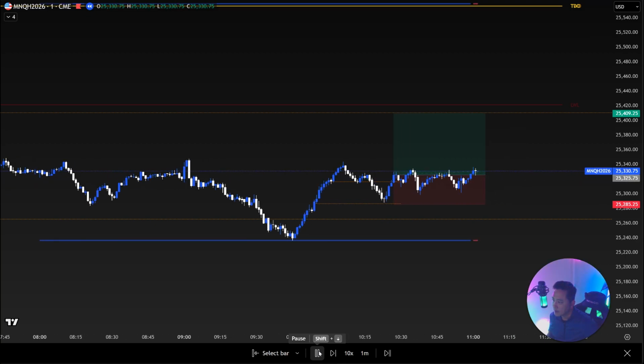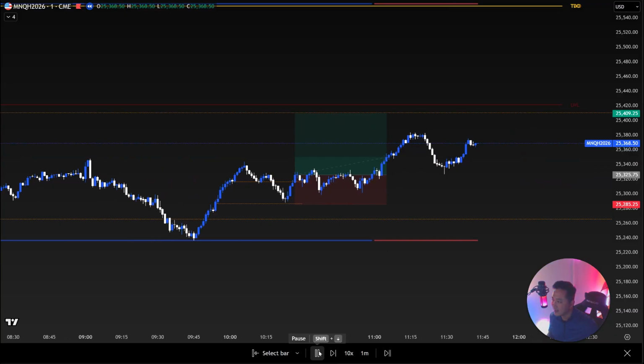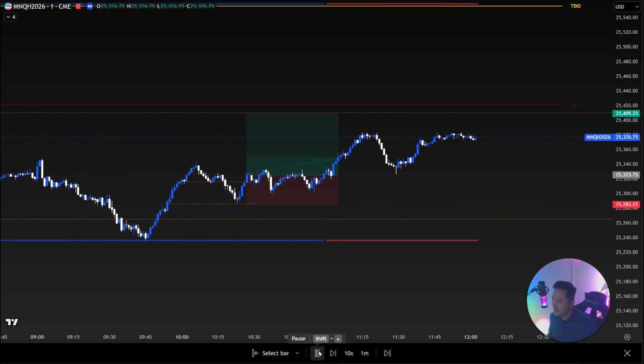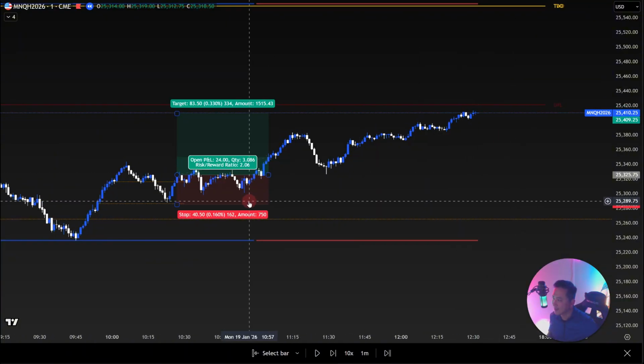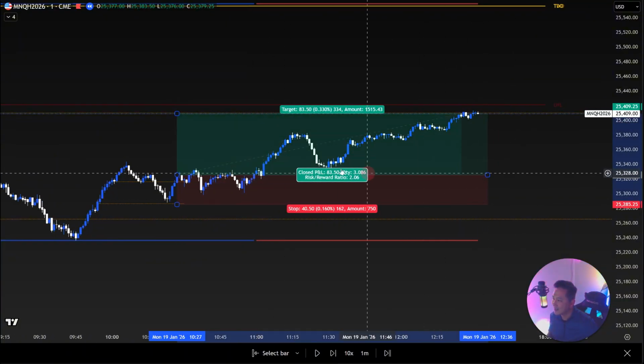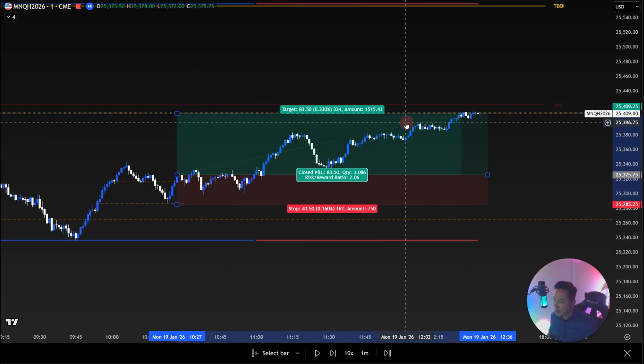A little bit of a drop and drawdown there, but then we eventually get up there, right? There you go. So that took a little bit, right? A little bit of ebb and flow here, even took some drawdown, but eventually we did get up there, right? So there's our nice 2R, 80 points, right?